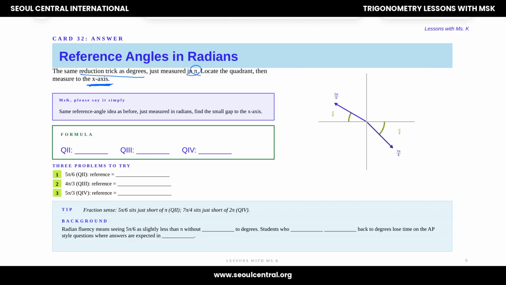To say it simply, it's the same reference angle idea as before, just measured in radians. Find the small gap to the x-axis. The formula for quadrant 2 is pi minus theta. For quadrant 3, it's theta minus pi, and for quadrant 4, it's 2 pi minus theta.